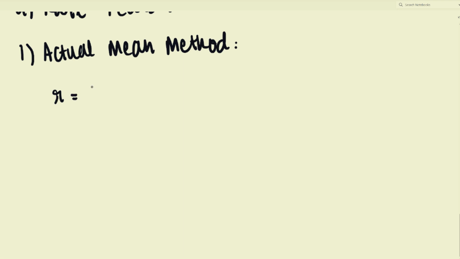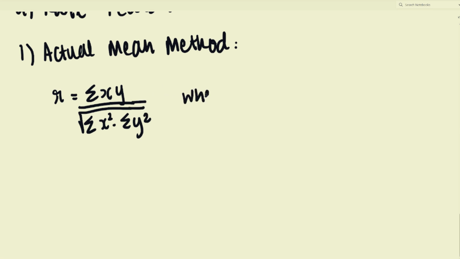The formula is r is equal to summation of x into y upon root of summation of x square into summation of y square, where x is basically x minus x bar and y is y minus y bar. So what is this x, what is this y? We'll look into that in future videos.